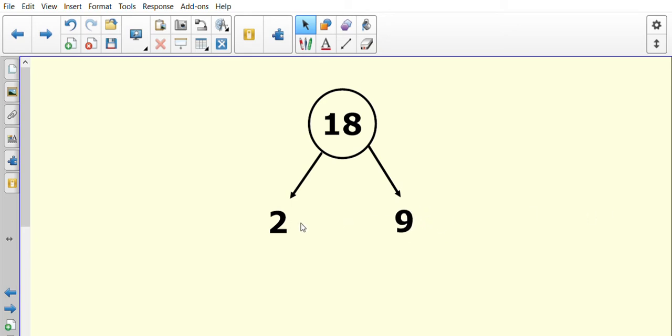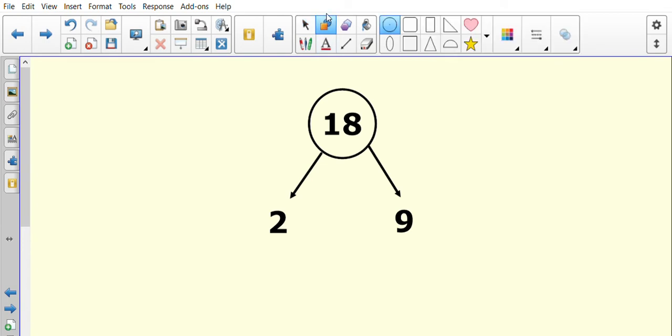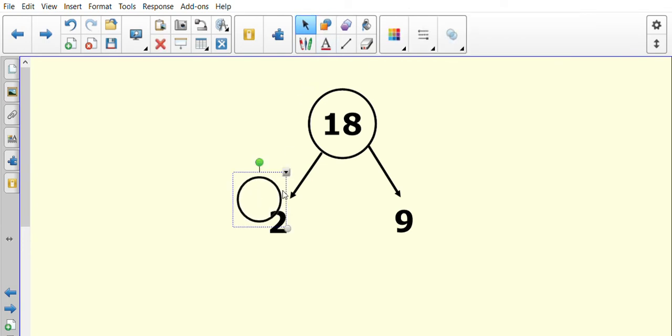So now we get to this stage. Okay, what we've got to recognise, can either of these numbers be taken any further, or are they prime numbers? And hopefully you've spotted one of them already is a prime number, and that would be 2. Okay, the number 2 is a prime number because you can only divide it by the number 2 and 1. 9, on the other hand, is not a prime number.